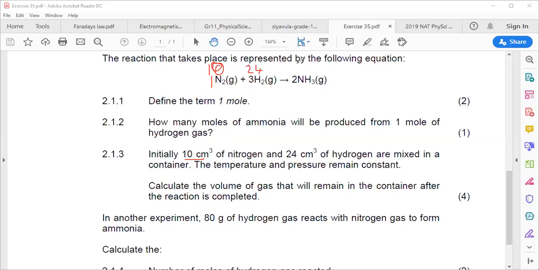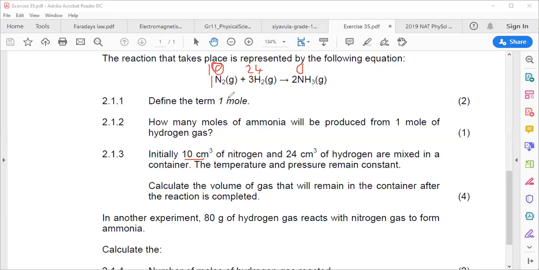Ammonia, how much do we have when the reaction starts? We have nothing. We have 0, because this one hasn't formed. The reaction hasn't started. Is that understood? So we are starting with 10 for nitrogen, 24 for hydrogen and 0 for ammonia before the reaction starts. Are you following? Good.